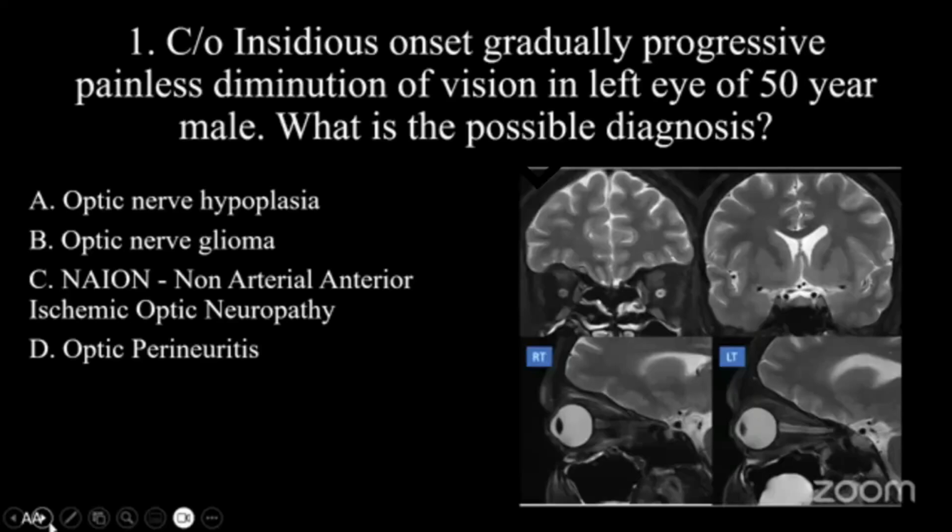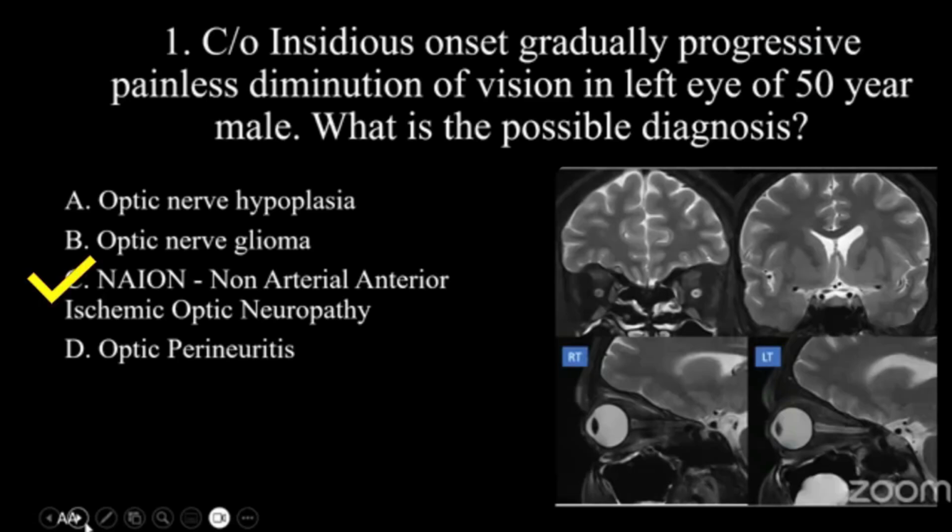That's the first question. What's the most common cause of painless diminution of vision of only one eye after 45 to 50 years is NAION, non-arteritic anterior ischemic optic neuropathy. If you are unaware of this entity, please read about it.